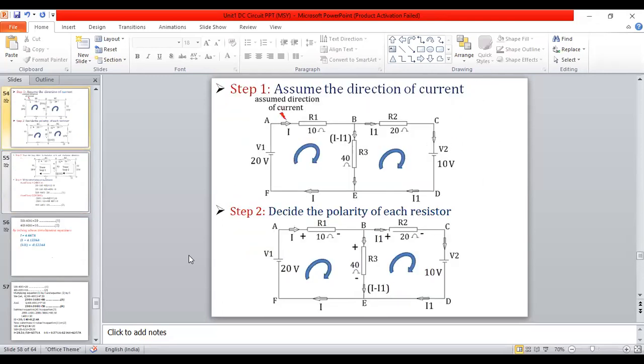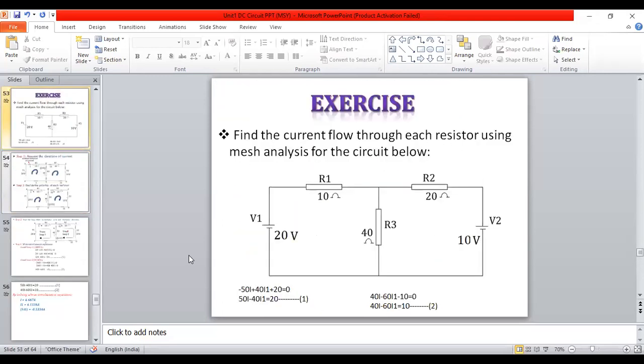Another 5 minutes time is there. First method you will continue in the next class. You take this one exercise, you take down: find the current flow through each resistor using mesh analysis for the circuit below. ये डायग्राम ड्रा करो. Draw the diagram.